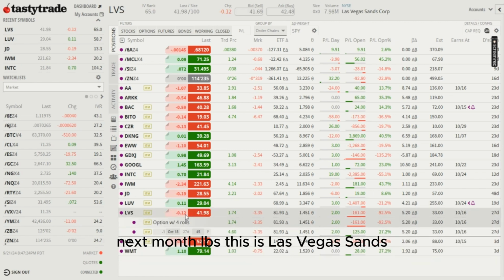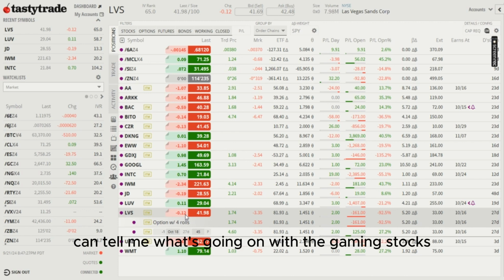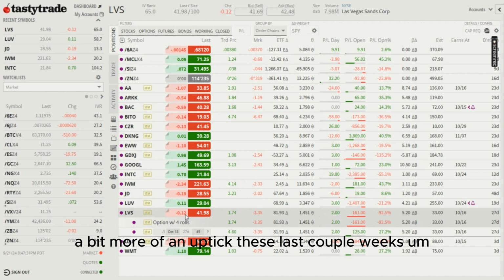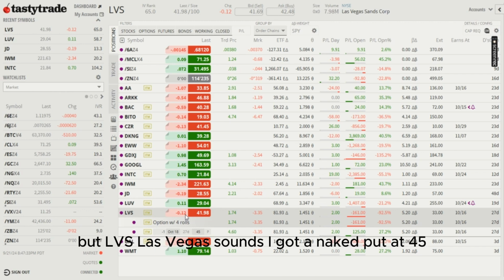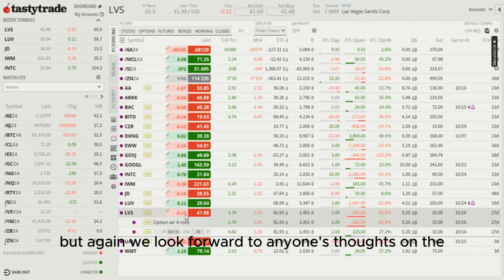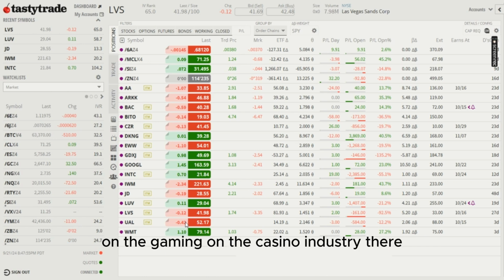LVS, this is Las Vegas Sands. If anyone can tell me what's going on with the gaming stocks, because they seem to be making a bit more of an uptick these last couple of weeks. But LVS, Las Vegas Sands, I got a naked put at 45. I feel like I've been in this trade for a really long time. Also, it's been 4 rolls, so give or take, it's been a couple months. Looks like I will roll it next week and then take it with me into earnings, which is also a little less than a month away. But again, we'll look forward to anyone's thoughts on the gaming, on the casino industry there.